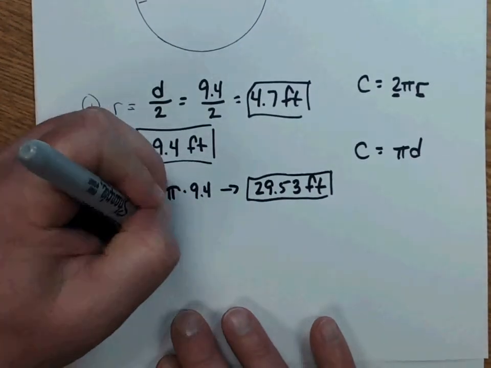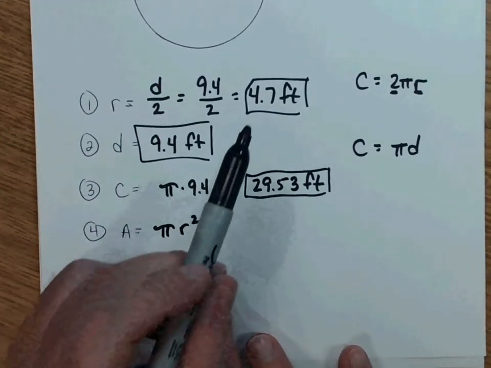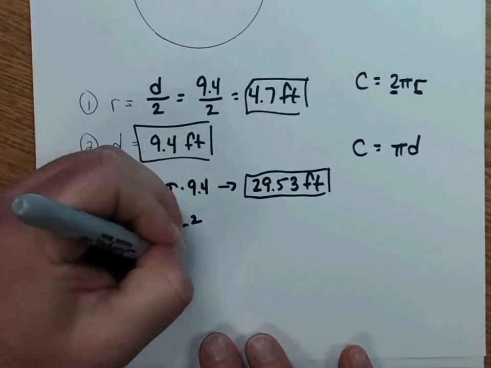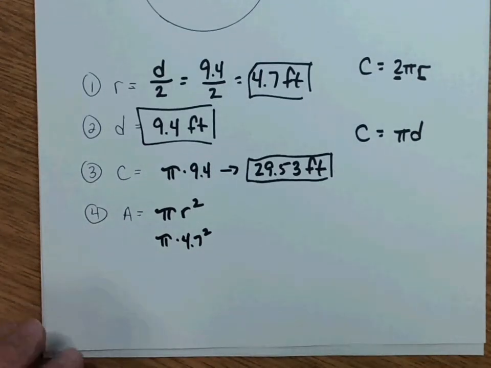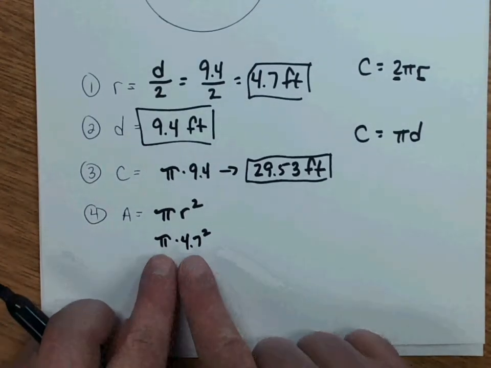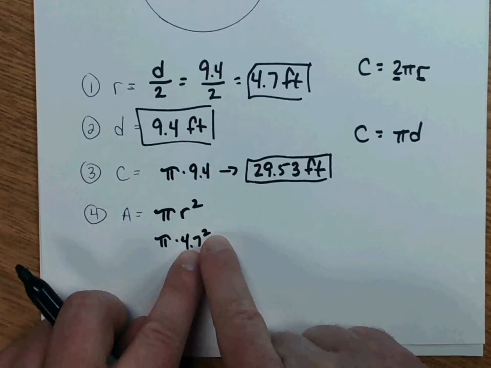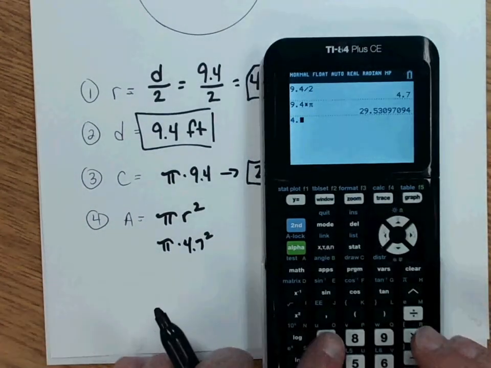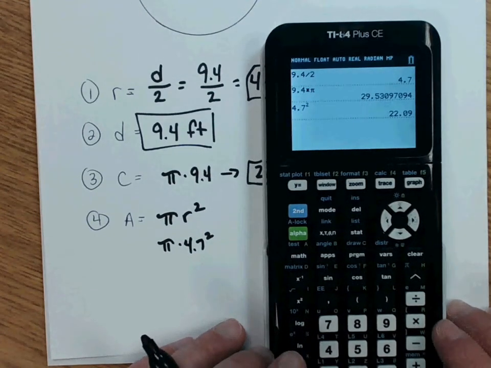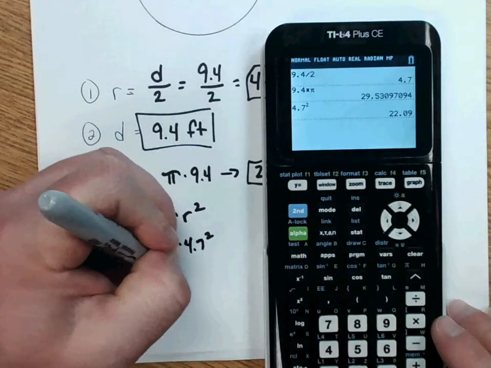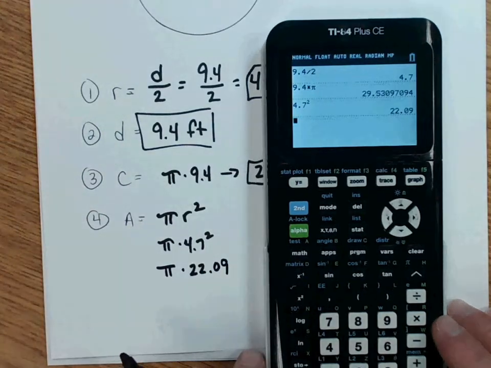Area. Area is pi r squared. So our radius is 4.7, so pi times 4.7 squared. And the reason why we always harp on order of operations, you do not multiply pi by 4.7 first. You use exponents first. So I'm going to go 4.7 squared, get an answer, and then take that answer, 22.09, and times it by pi.